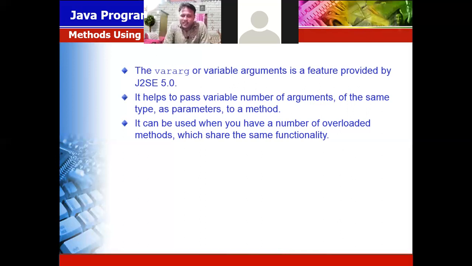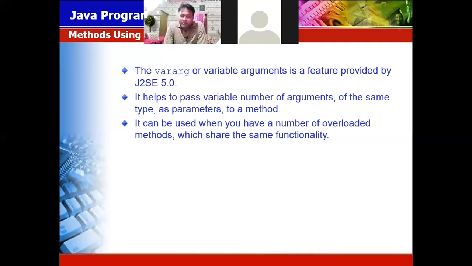When a customer is entering the mall, in advance you don't know how many values the person will take at runtime. So in those cases we use variable arguments, meaning at runtime it will allocate the data. The variable argument is a feature provided by Java Standard Edition 5.0. It helps to pass a variable number of arguments of the same type as parameters to a method. It can be used when you have a number of overloaded methods which share common functionality.